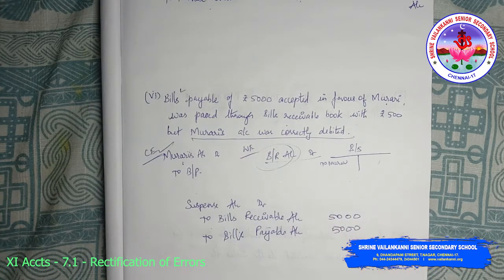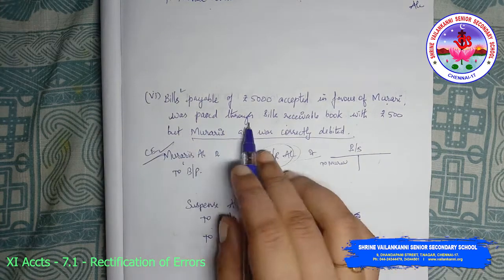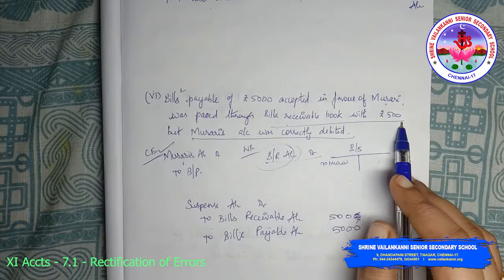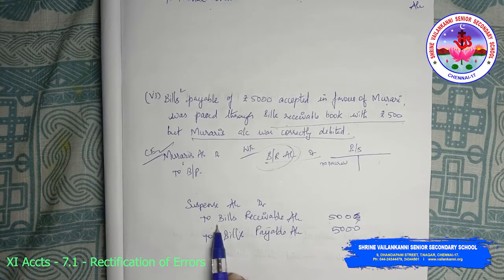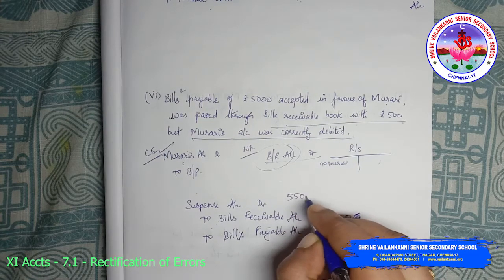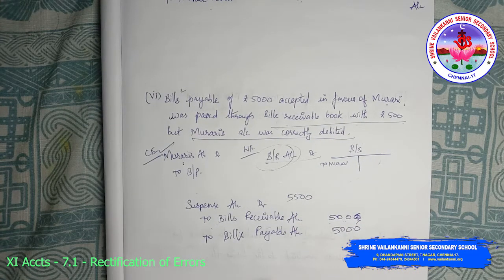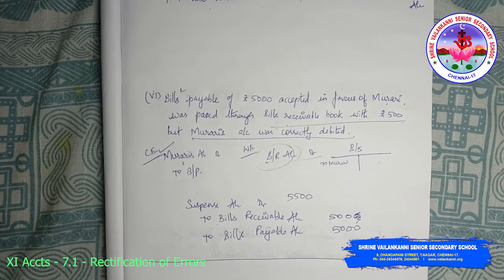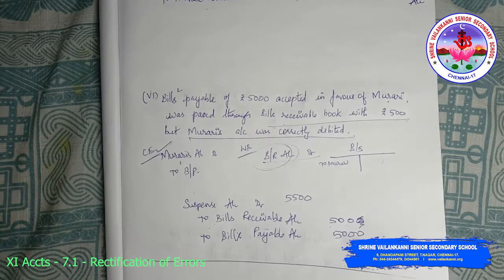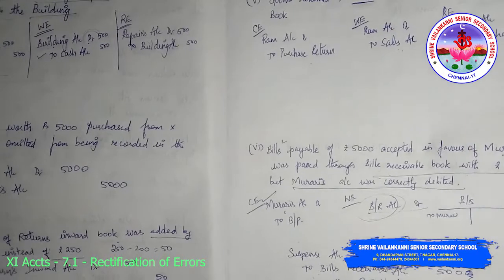So total, they have done it like this, passed through bills receivable with 500. So this 500 wrongly has to be rectified. So 500 here, and to bills payable 5,000. So totally 5,500 should be for suspense account. So this is the end of the problem. The next problem that we are going to discuss is problem number 10.